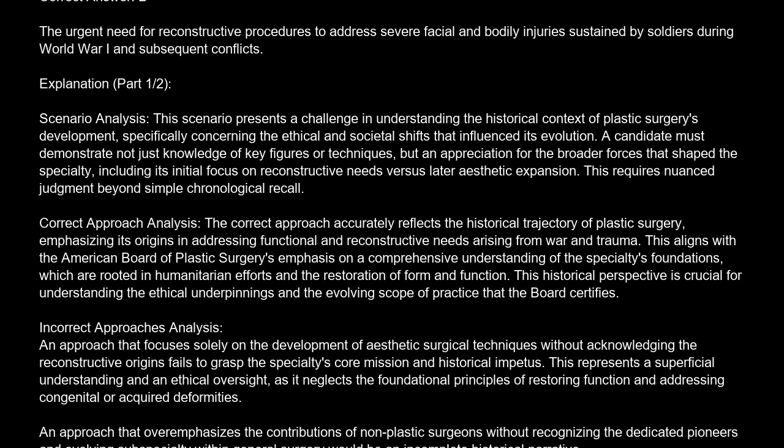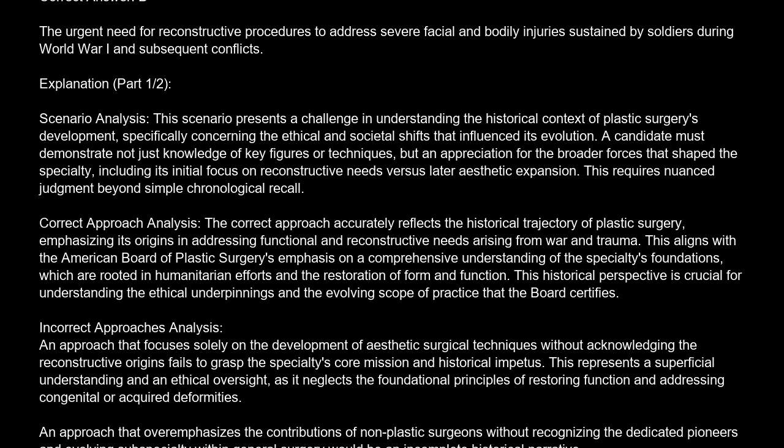Correct approach analysis. The correct approach accurately reflects the historical trajectory of plastic surgery, emphasizing its origins in addressing functional and reconstructive needs arising from war and trauma. This aligns with the American Board of Plastic Surgery's emphasis on a comprehensive understanding of the specialty's foundations, which are rooted in humanitarian efforts and the restoration of form and function. This historical perspective is crucial for understanding the ethical underpinnings and the evolving scope of practice that the board certifies.